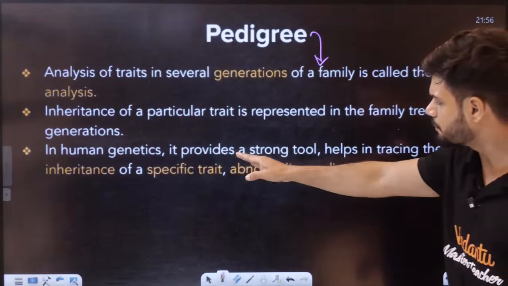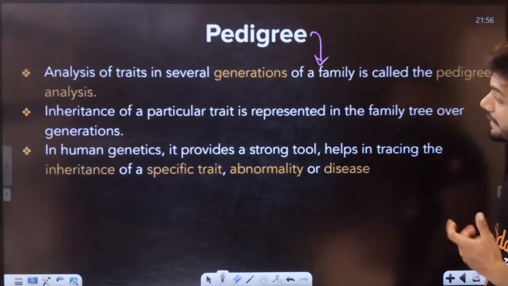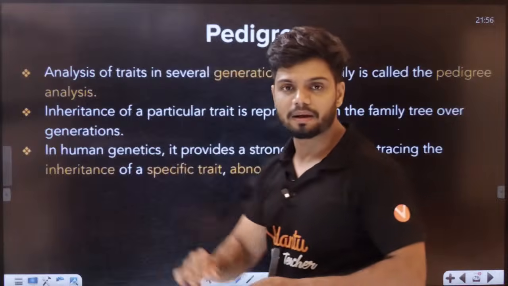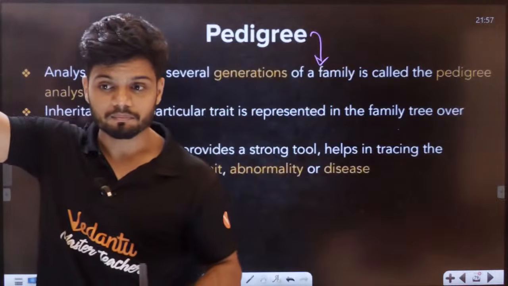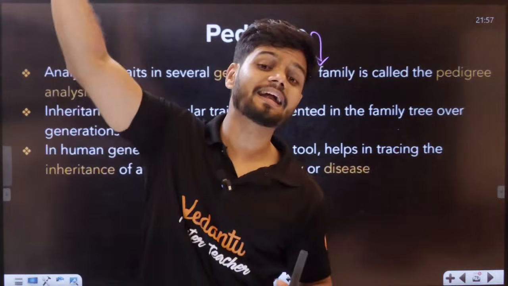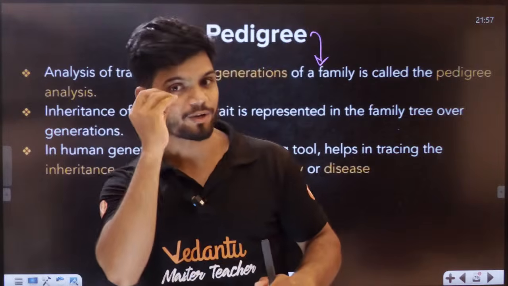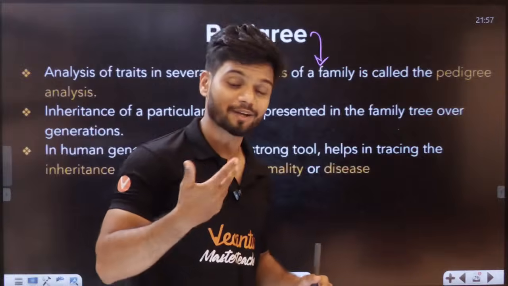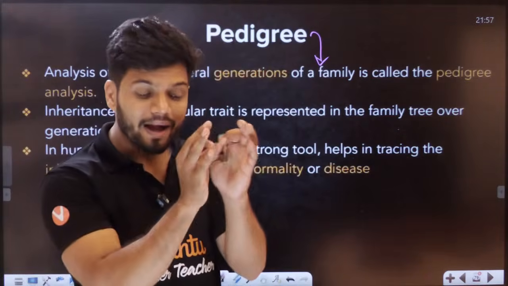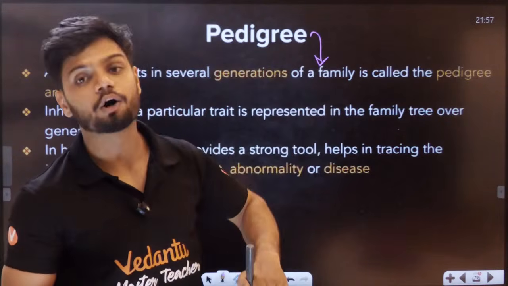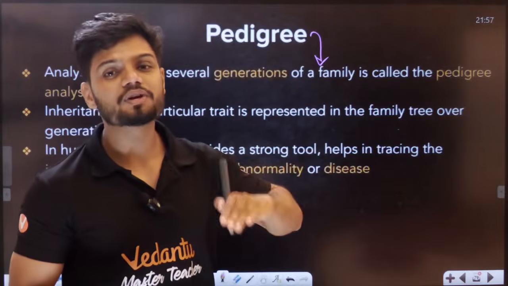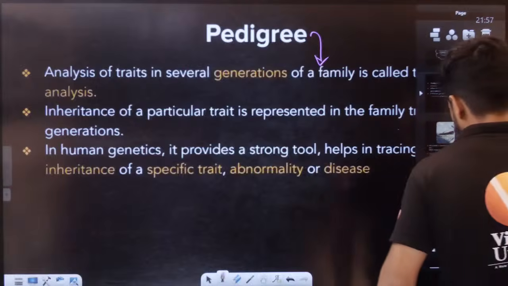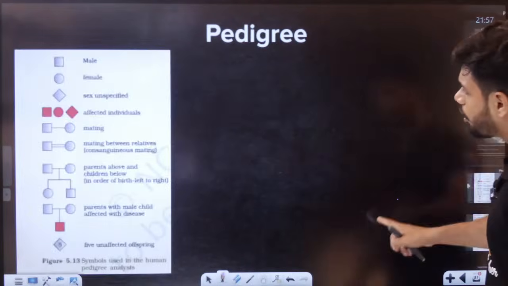In human genetics, it is a strong tool for tracing the inheritance of a particular trait, abnormality, or disease. Let's say my great grandfather had blue eyes, so I can also have blue eyes. So that blue eyes trait has been passed on from generation to generation.